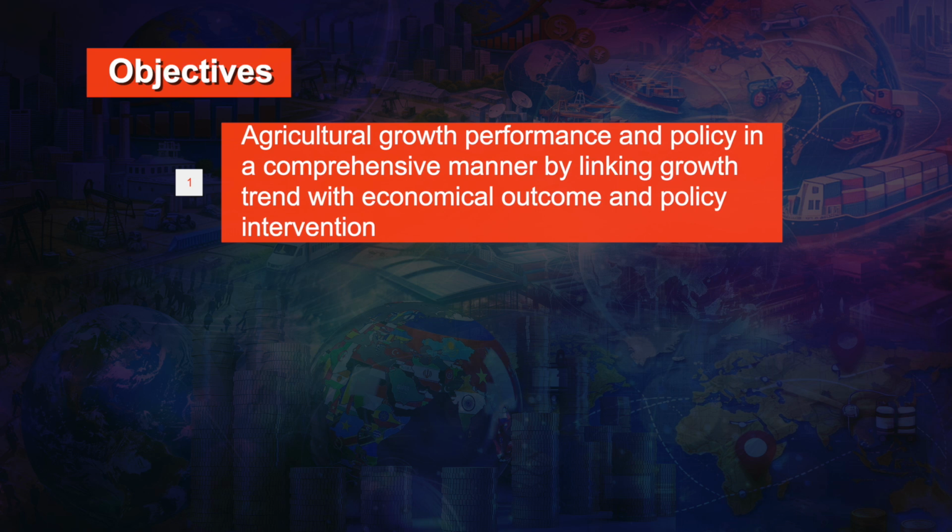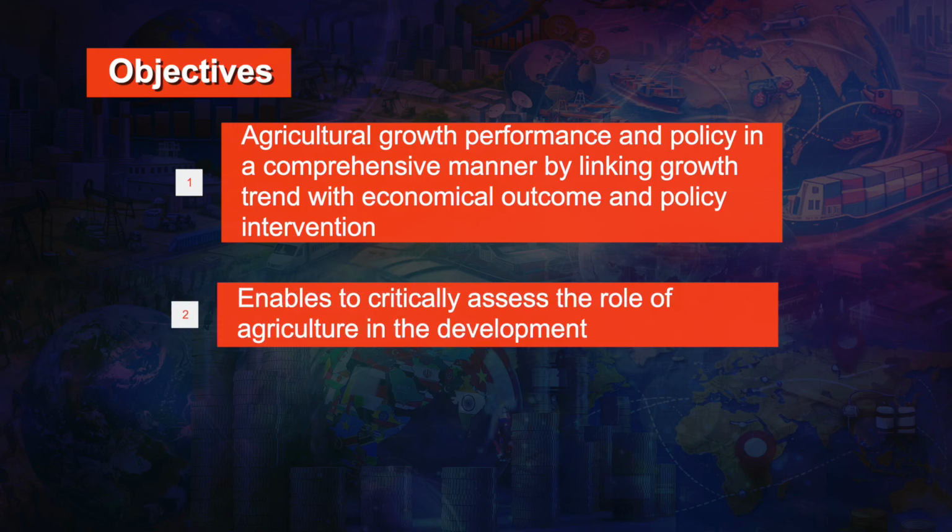This lesson examines agricultural growth, performance and policy in a comprehensive manner by linking growth trends with economic outcomes and policy intervention. The lesson enables us to critically assess the role of agriculture in development.